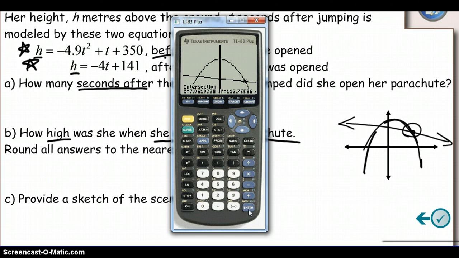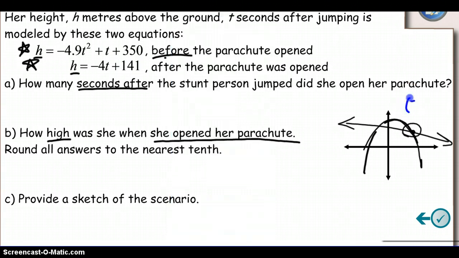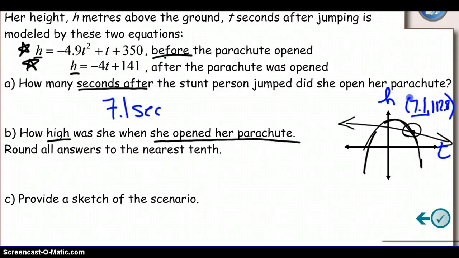That's telling me the point is at 7.1 and 112.8. So I'm going to label it as 7.1 and 112.8. Now I have to figure out what that means. Okay, so y is my height, x is my time. So the intersection point has a t value of 7.1. So how many seconds after the jump did she open her parachute? 7.1 seconds. At what height did she open that parachute? Well, to the nearest tenth, it was 112.8 meters. So that's our first equation, and hopefully that one isn't too bad for you.